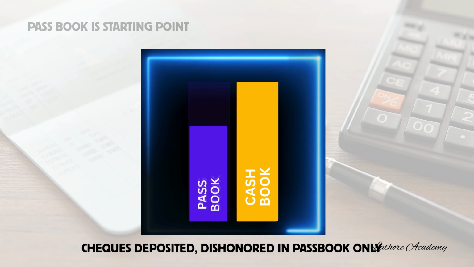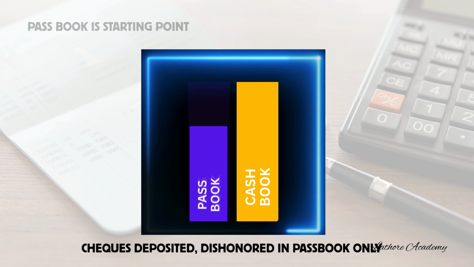The next transaction, where amount withdrawn from bank is not recorded in the cash book. If you have withdrawn money but forgot to record it in your cash book, the passbook shows the withdrawal while the cash book doesn't, isn't it? So we have to add this withdrawal to match the higher cash book balance, since the passbook is the starting point.